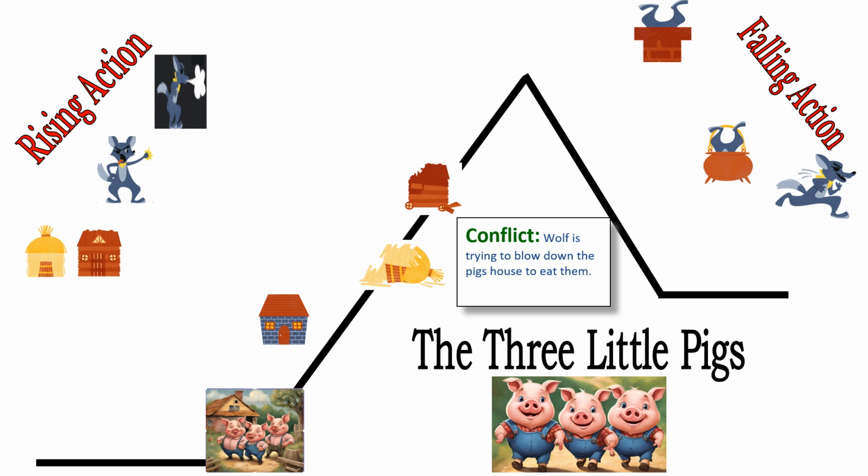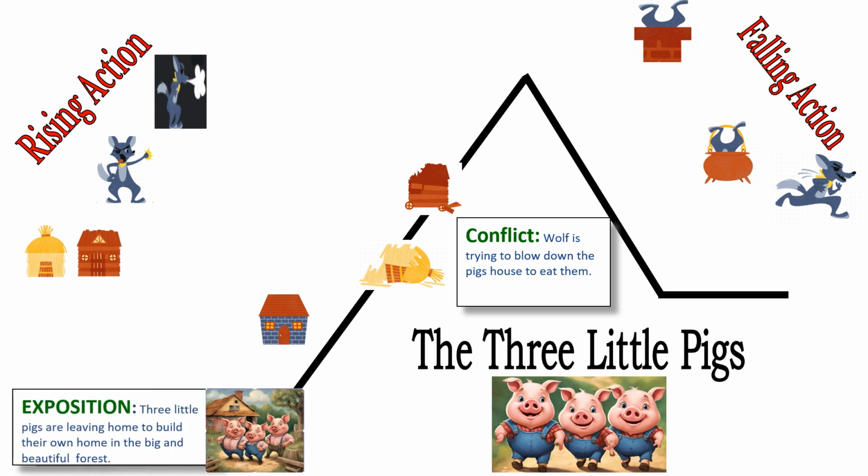Now let's break down this story plot structure into five key elements, starting with the exposition. Exposition is where we meet our characters, the pigs and the wolf, and learn about their world. The pigs decide to build their houses, setting the stage for the conflict. So in this story, which we have read, the three little pigs are leaving home to build their own homes in the big and beautiful forest.